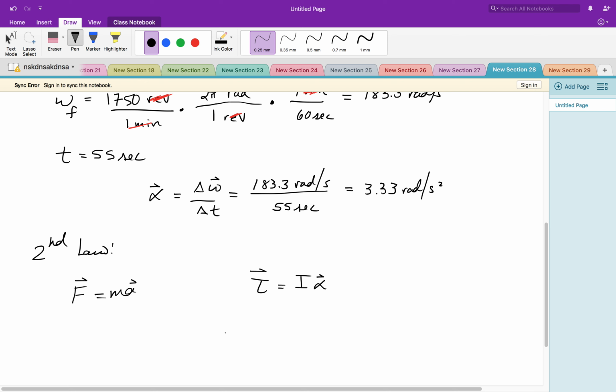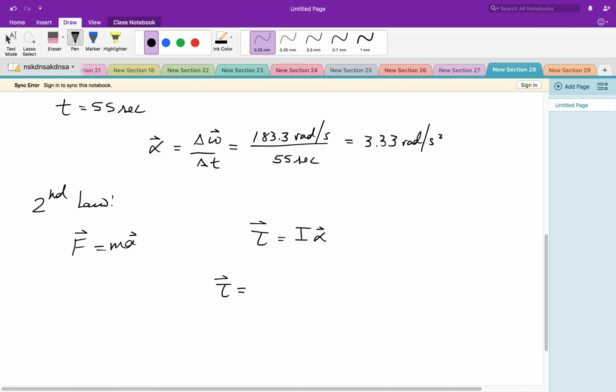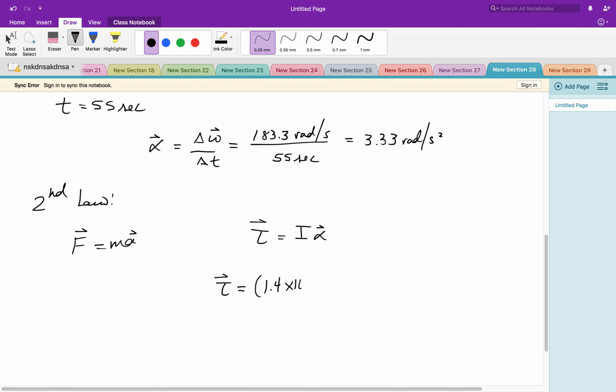We have I. We solved for it in part A, and we found that it was 1.4 times 10 to the negative 3 kilogram meters squared. And then alpha is this 3.33 radians per second squared. And we plug those in, and we're going to get our net torque. So let's check that out. 1.4 times 10 to the negative 3 times 3.33. The net torque is 4.67 times 10 to the negative 3. And the units for torque are Newton meters, right?